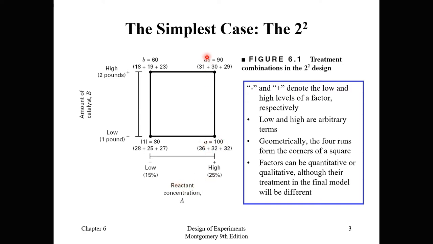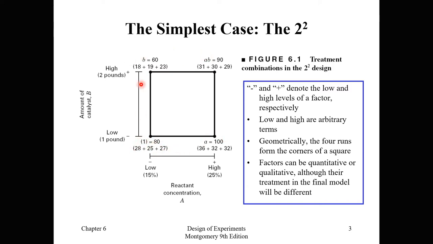a letter. In this particular case, the letter for being high on A is going to be a lowercase a, so both runs with high A are going to have a lowercase a involved. But with A low, it's not going to have that a involved. Same thing with B. When B is high, we're going to have the b involved, so b and ab. When B is low, there's going to be no b involved.